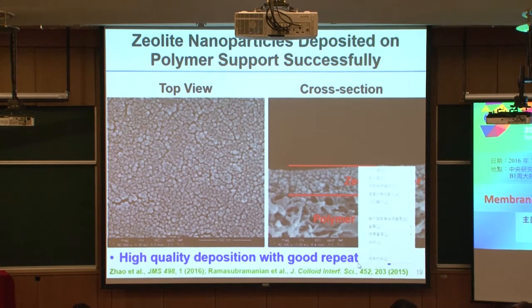So here is the top view of those nanoparticles. They are about 40 nanometer, so the interparticle pores are about 15 nanometer. Certainly you can see there are some defects, but it's not bad. It's within about one particle size, about 40 nanometer, which is really small.